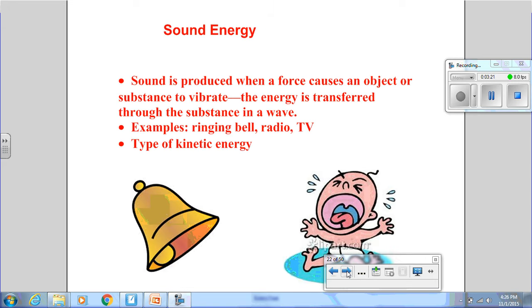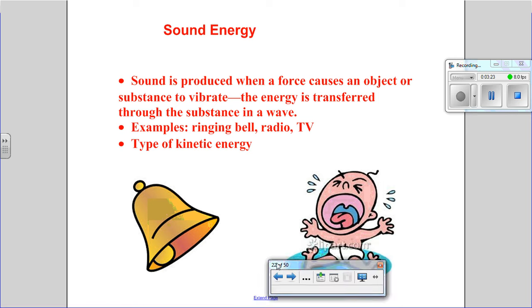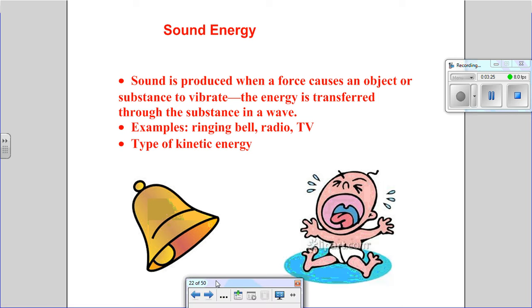Sound energy. Sound energy is produced when a force causes an object or substance to vibrate. Oftentimes we call this the energy of vibration. This is also transferred through the substance in a wave. A lot of these forms of energy that we're going to be talking about will travel as a wave. Examples of sound energy would be a ringing bell, a radio, or a TV. Since we're talking about vibrations here, this would also be a type of kinetic energy.